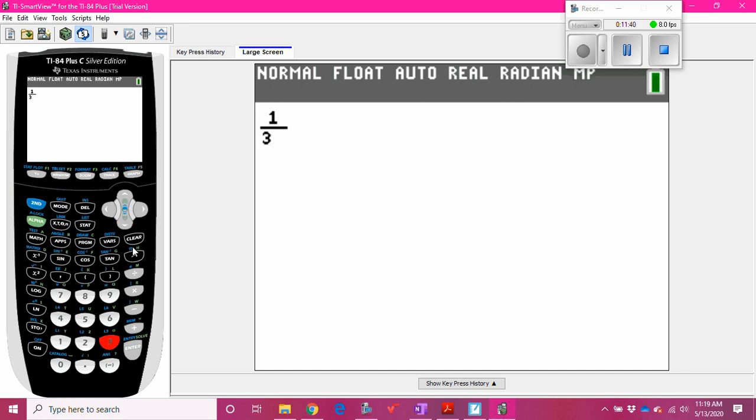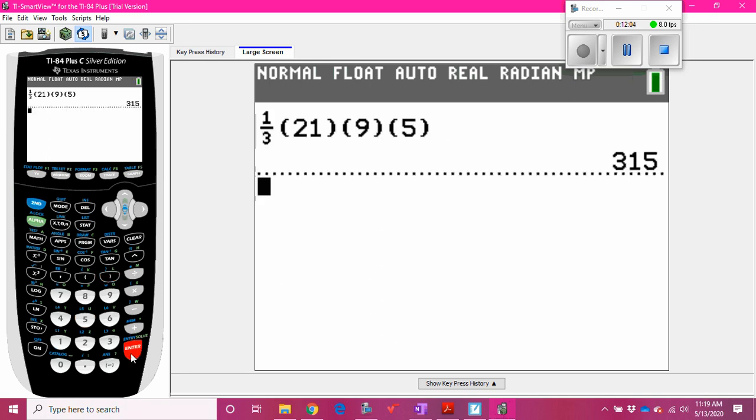All right, now I want to get out of the fraction, so I'm going to click the right arrow button right there. Okay, and now I want to do my parentheses, so I'm just going to click parentheses. I had 21, and close my parentheses. Then I had 9, close my parentheses, and then I had 5. Okay, so now I should be able to hit enter and get the answer.